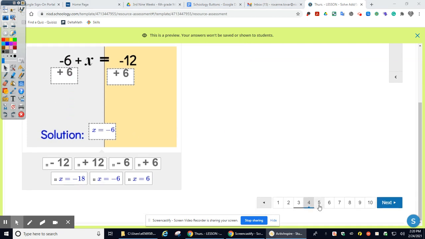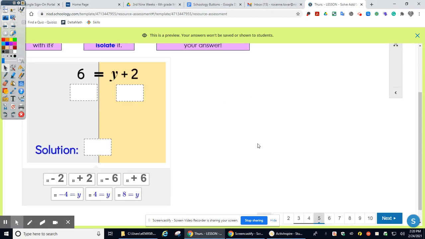All right, let's try that again. Oh, look. The number doesn't always have to be on this side. It can always be on the other side too. But remember, who wants to be alone? The letter, the variable, always wants to be alone. So I want y. Y wants to be all by itself. So who needs to get lost? Well, positive 2 needs to get lost, right? So the only way to get rid of a positive 2 is by adding a negative 2.